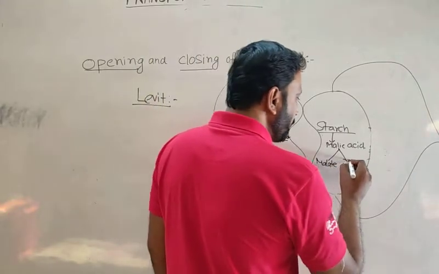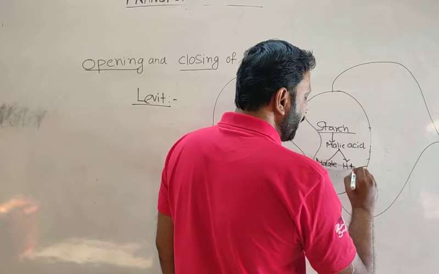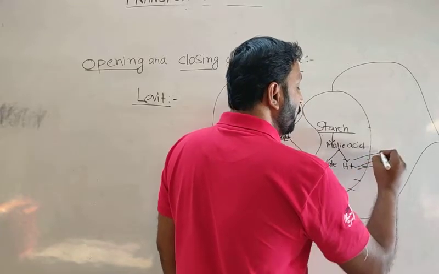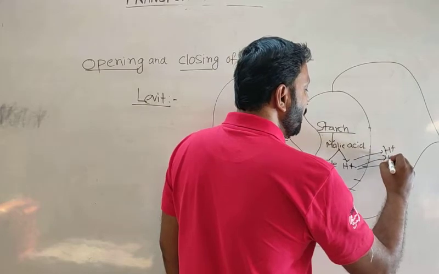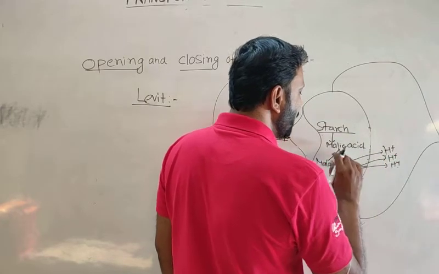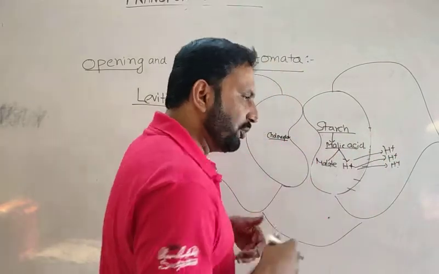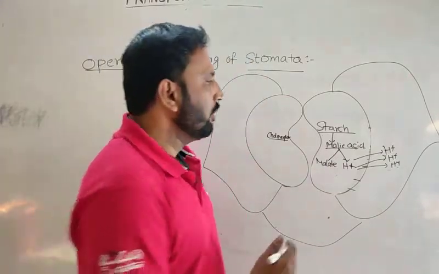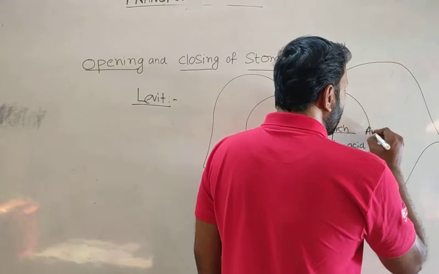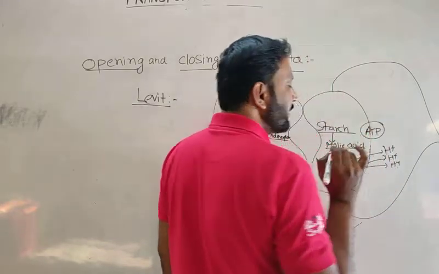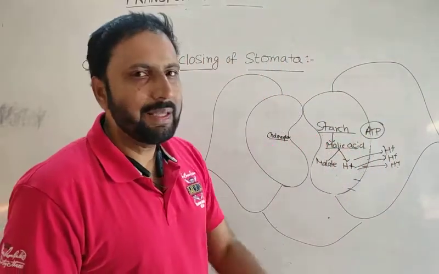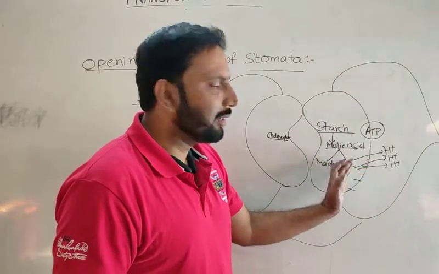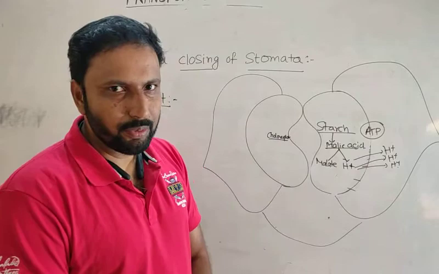Slowly these protons move from guard cells to subsidiary cells, because the malic acid is continuously splitting into malate and protons. For that, ATP energy is required. When ATP is involved, that movement is called active transport.